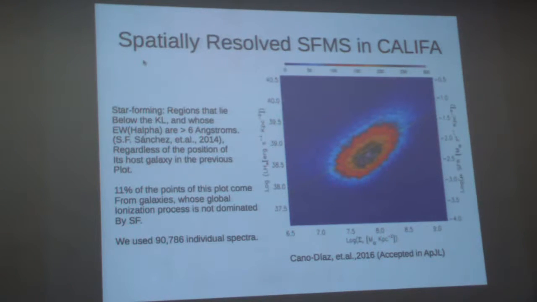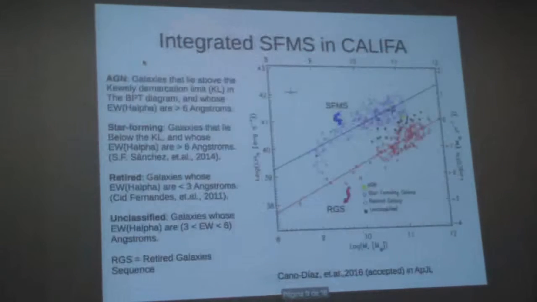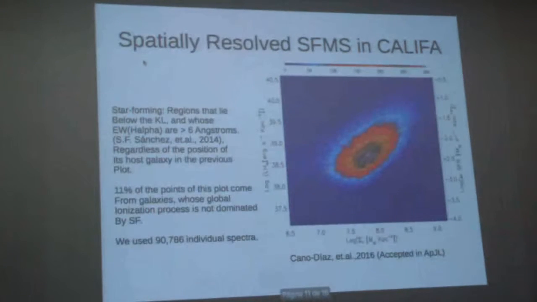This plot is a density plot in which each point was selected to fulfill the same criteria that were shown here, that is, the criteria for selecting the star-forming galaxies. That means that all of these points fulfill the criteria of having H-alpha equivalent widths larger than 6 angstroms and lying below the demarcation limit.